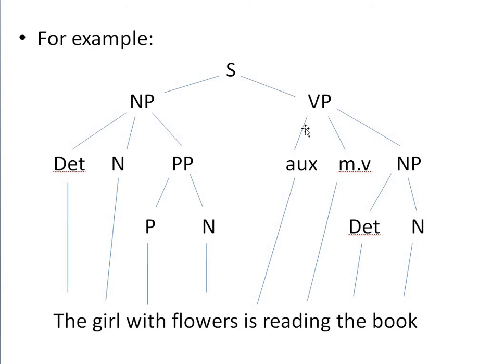So now the verb phrase, the daughters are auxiliary and main verb. Then again noun phrase, what are the daughters of the noun phrase? The determiner and the noun. So see that X bar P is the sum up of the whole phrase structure grammar.